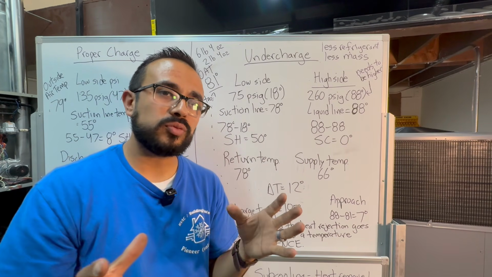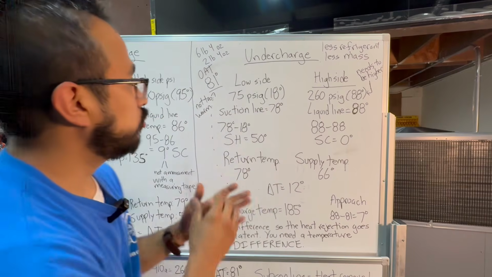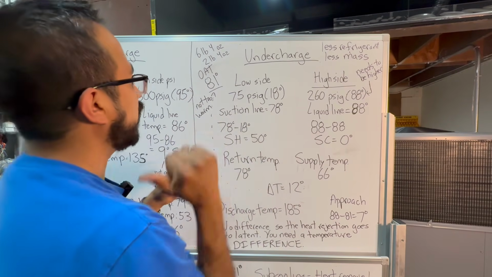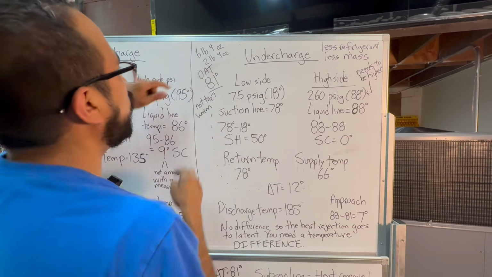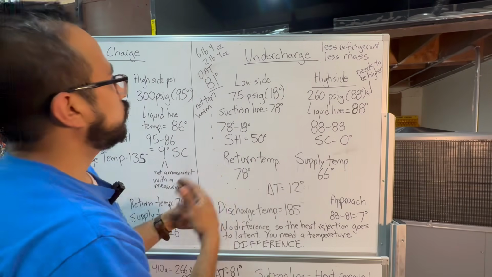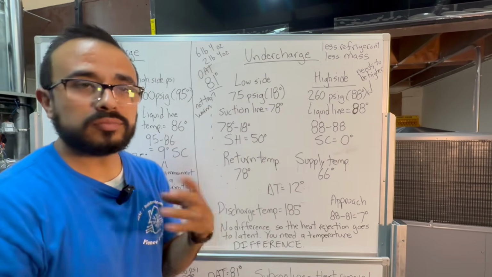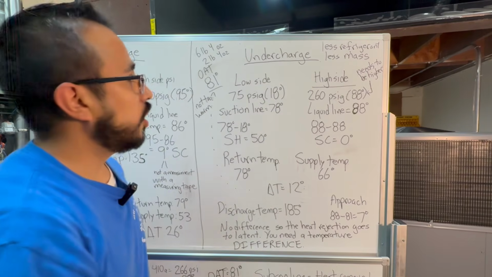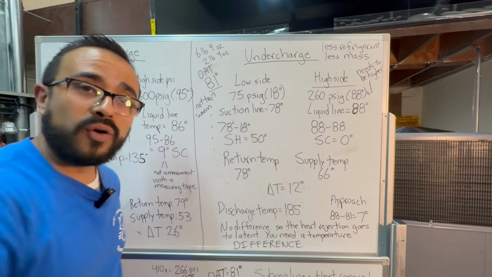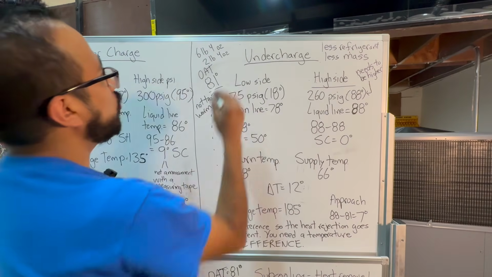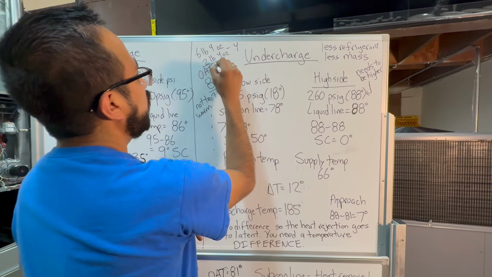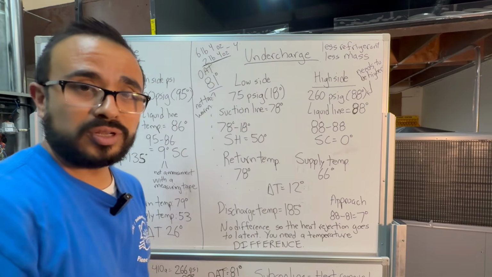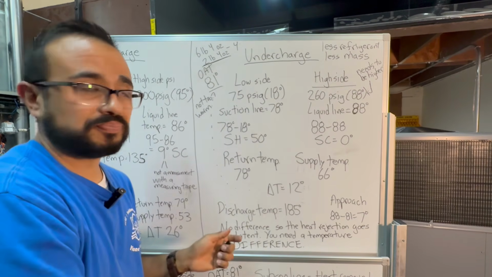But look at what happens when a system is undercharged. On this specific system, it was a package unit. It normally takes 100 ounces. When you convert that to pounds and ounces, it's about 6 pounds and 4 ounces. What I did, I removed 4 pounds. I removed 4 and I was left with only 2 pounds. So it's an undercharged system.